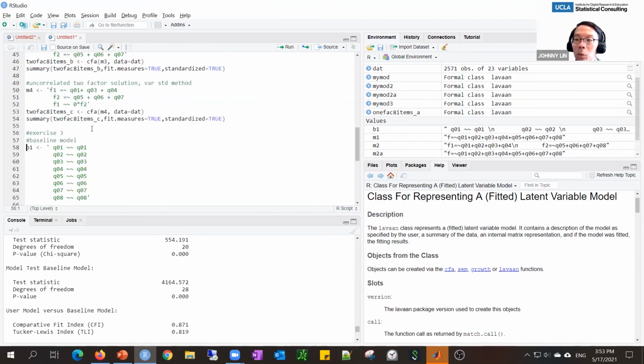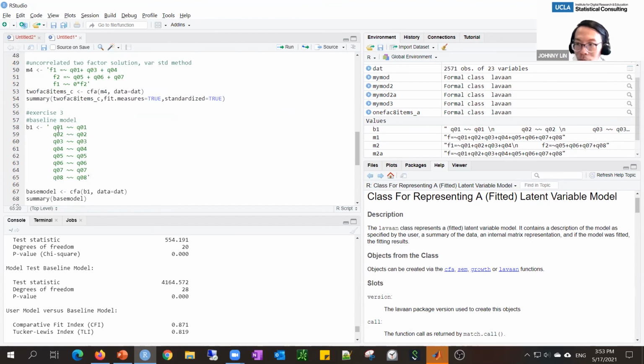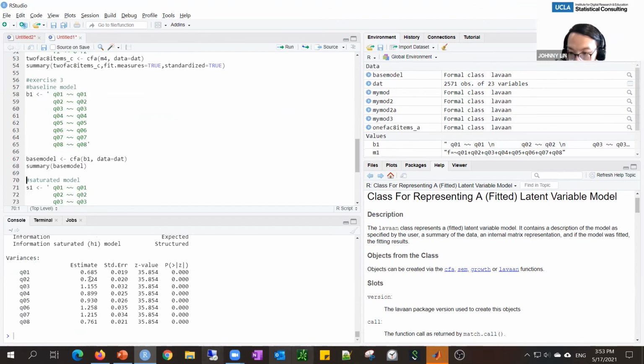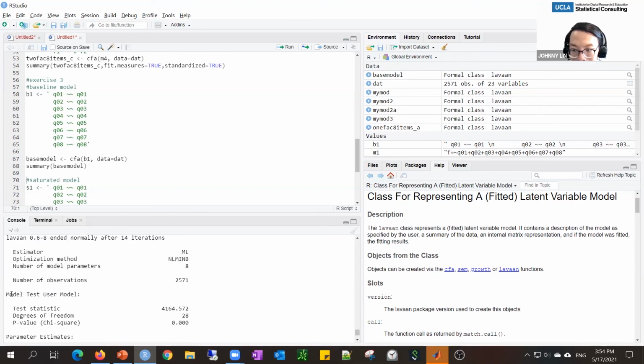So the baseline model was directly from the web page. Basically, you want to make sure you get all the variances, right? And no covariances, right? By default, it doesn't estimate the covariances. So what you want to do is just say item 1 with item 1, and do that for all the items, okay? So that's how you do the baseline model. Then you look at the model test user model. You don't look at the other one, but you can verify that that is the baseline model. Then you should get a test statistic of 4164 and a degree of freedom of 28.